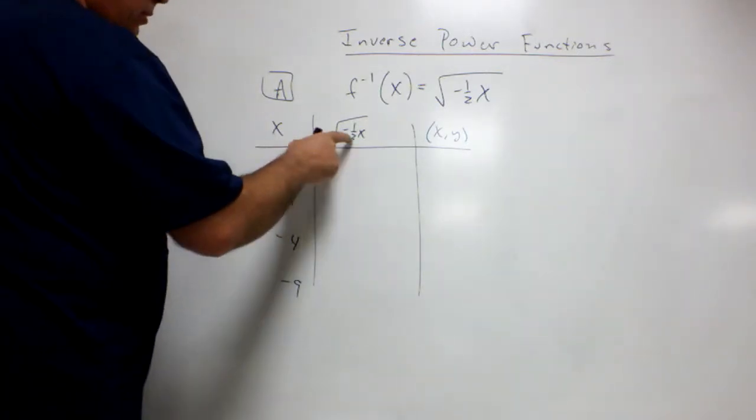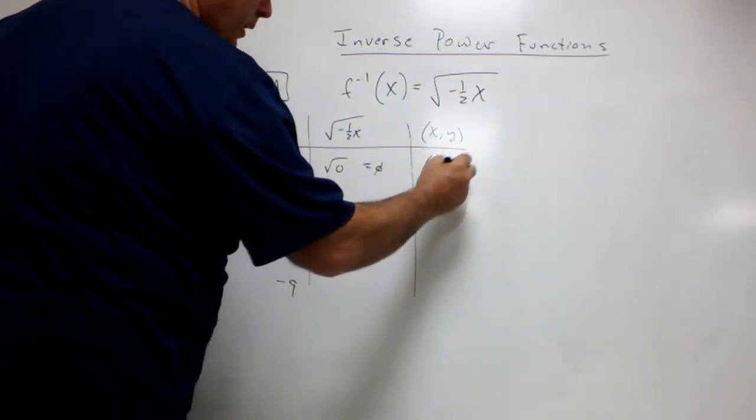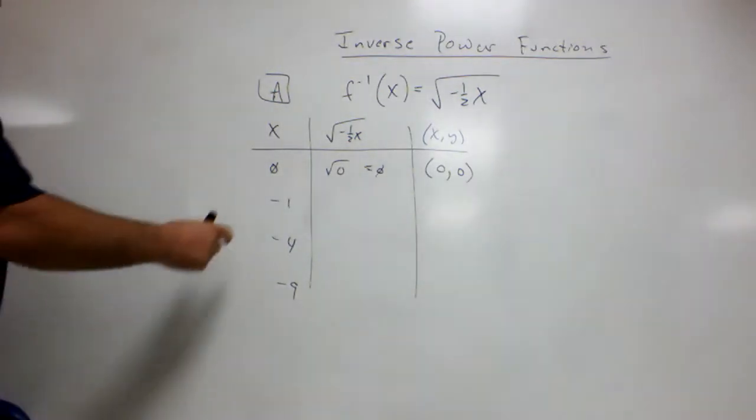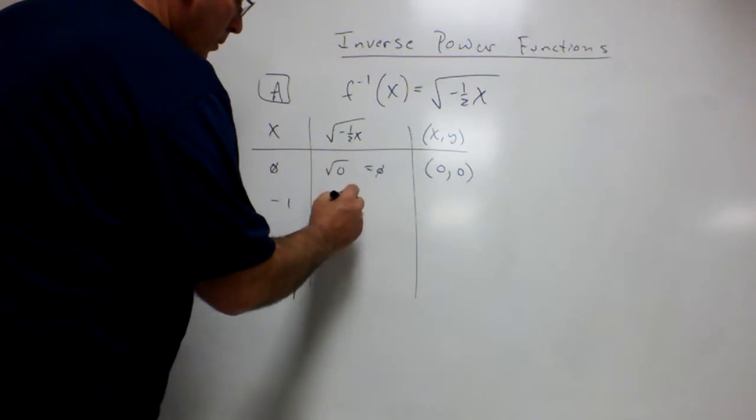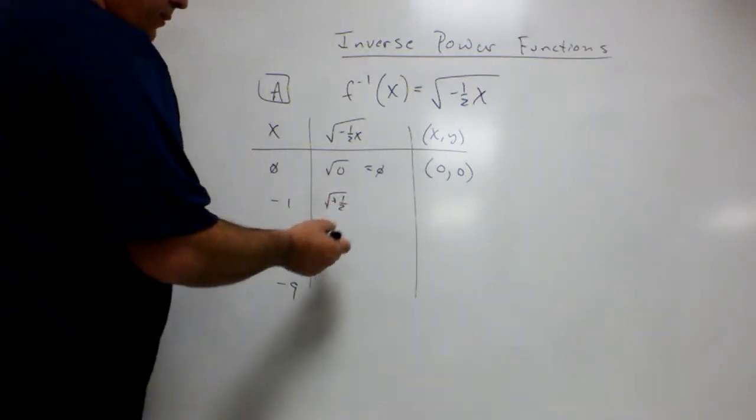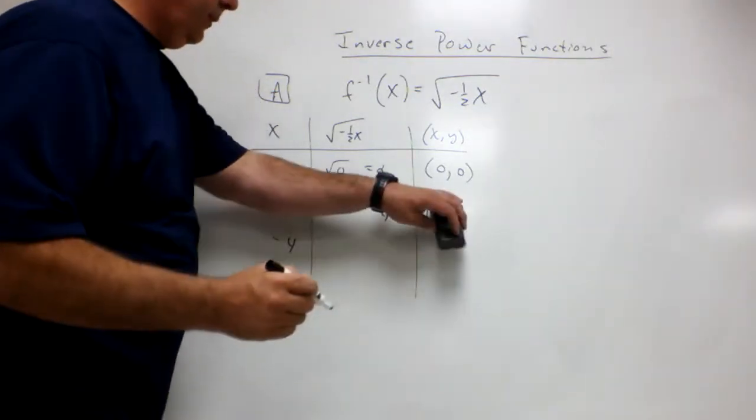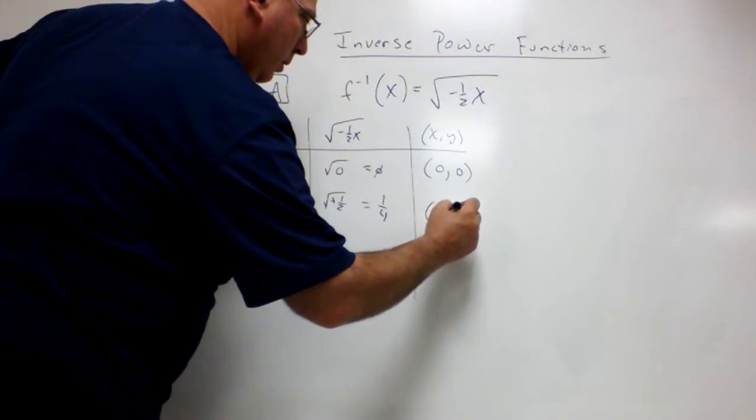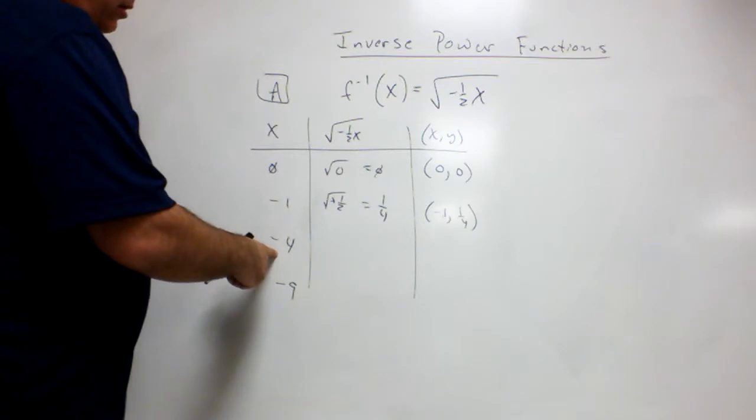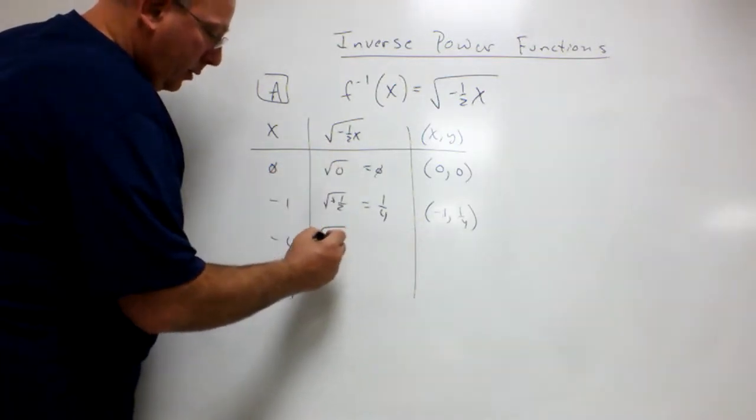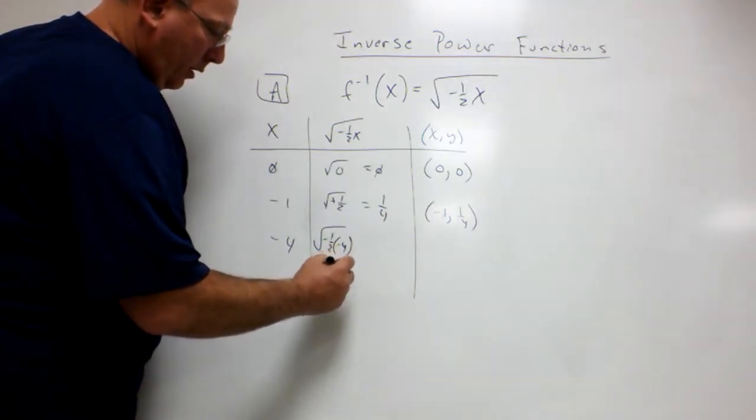So when we put in 0, the square root of 0 is 0. So that's again our starting point. If we put in -1, we get the square root of positive 1/2, which is 1/4. So we get -1, 1/4. If we put in -4, we get the square root of -1/2 times -4, which is the square root of positive 2.